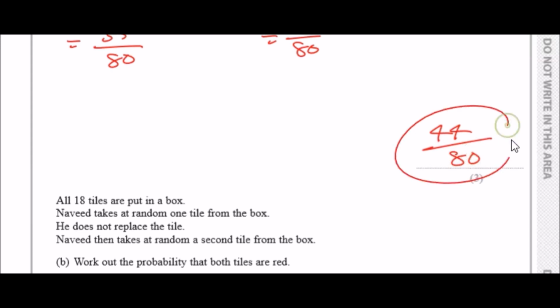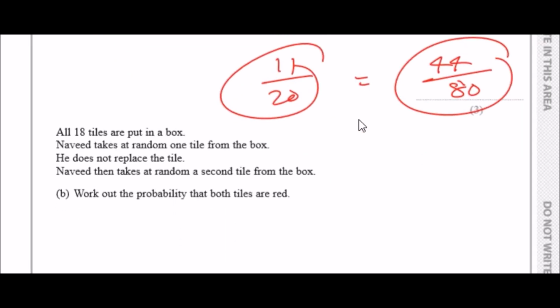Usually with these questions, you don't necessarily need to simplify, but just in case you don't want to get penalized, you can simplify if you really want to. So you get 11 out of 20. So it's also 11 out of 20.